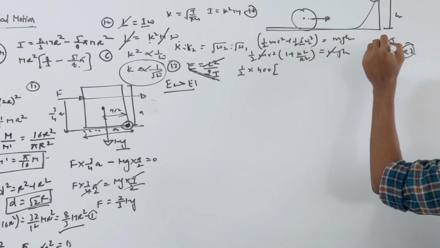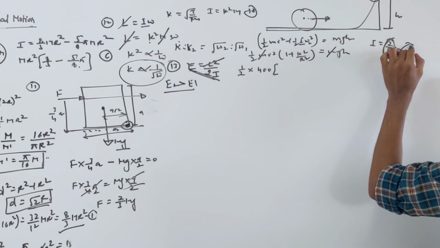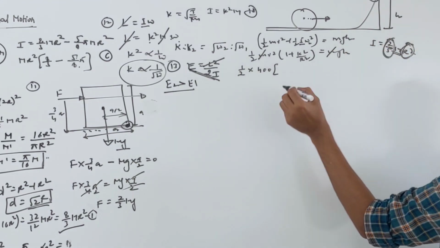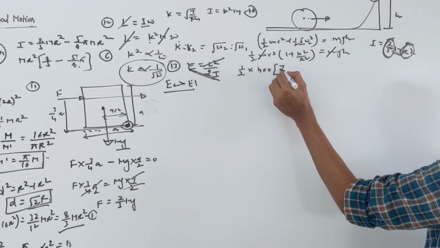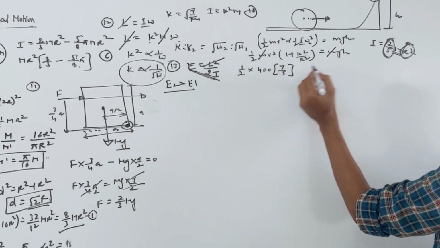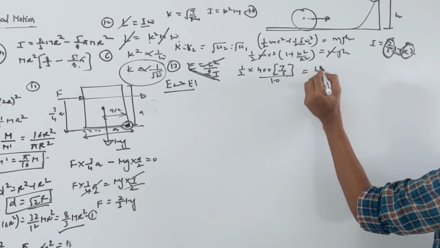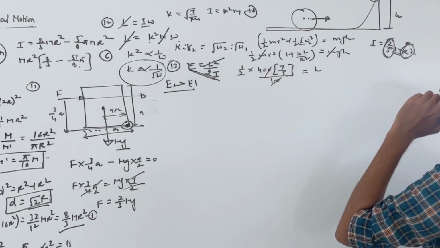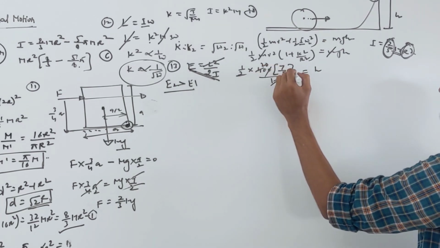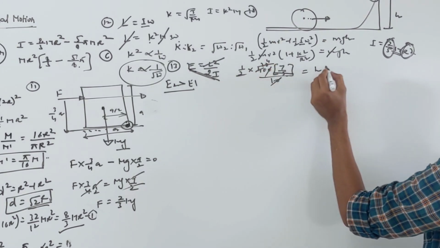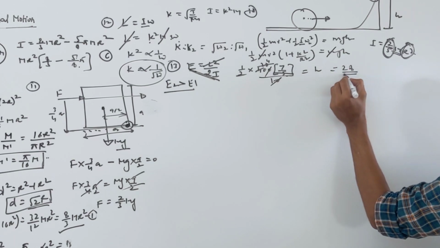K square is what? K is root I by m. So this value only is called your k square, leaving mass, that's your k square. So 1 plus 2 by 5 is 7 by 5 coming here, and g comes down as 10 here, that's your height h. So 10 goes here, then 2 goes 20 times, 5 goes 4 times, 28 something is coming, okay, 28.